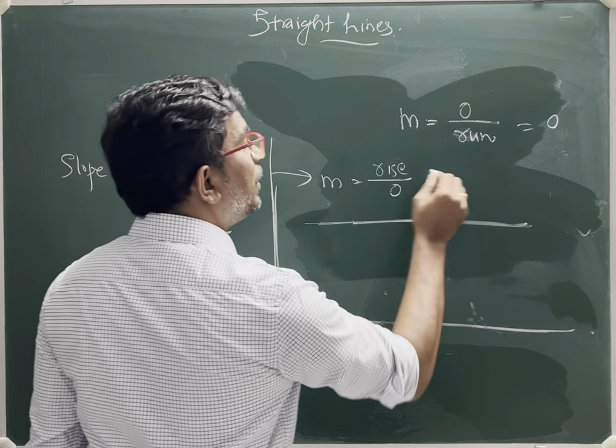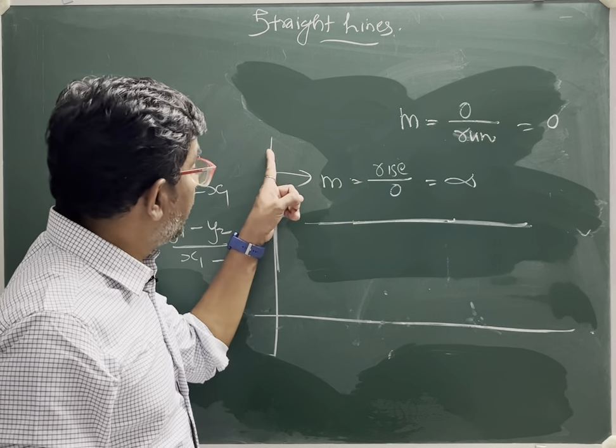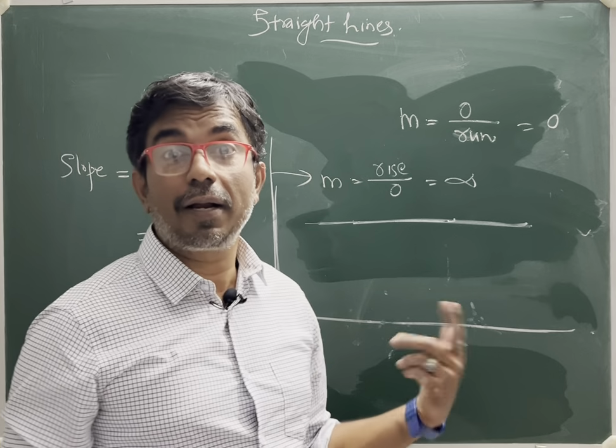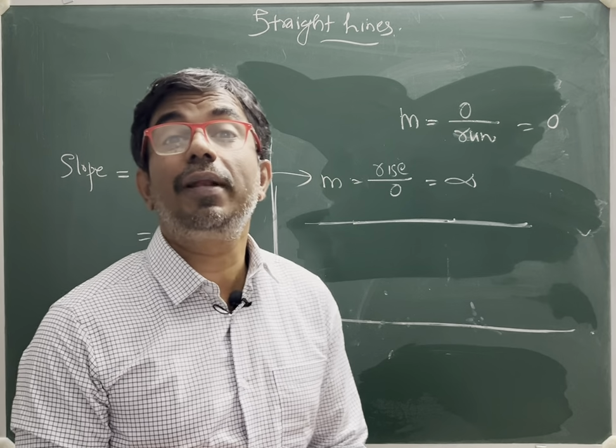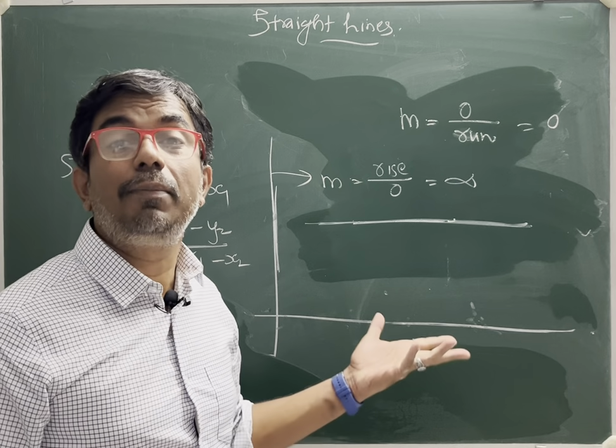So it looks like infinity, or undefined. So we say the slope of the y-axis is undefined. Okay, there are two types of slopes. A horizontal line's slope is 0. A vertical line's slope is undefined, or 1 by 0.